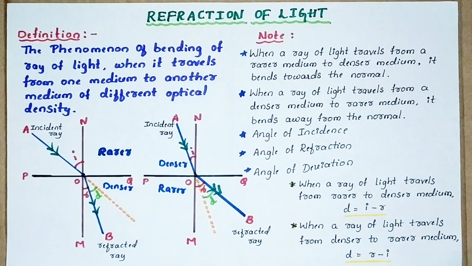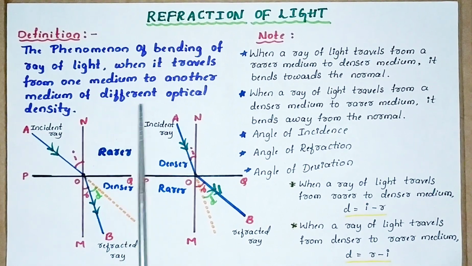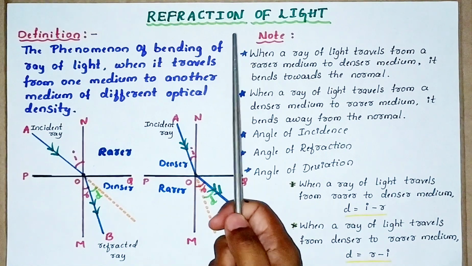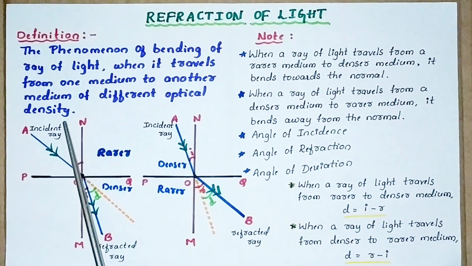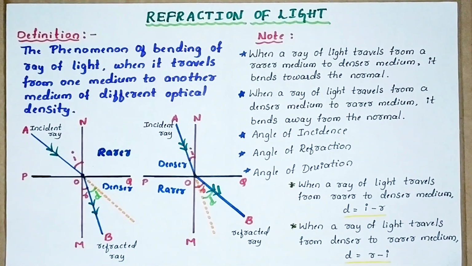Remember, whenever you are going to write the definition of refraction of light, don't forget the last line, that is different optical density. So this phenomenon takes place only because of different optical density. Is it clear? So once again I will repeat this ray diagram here.